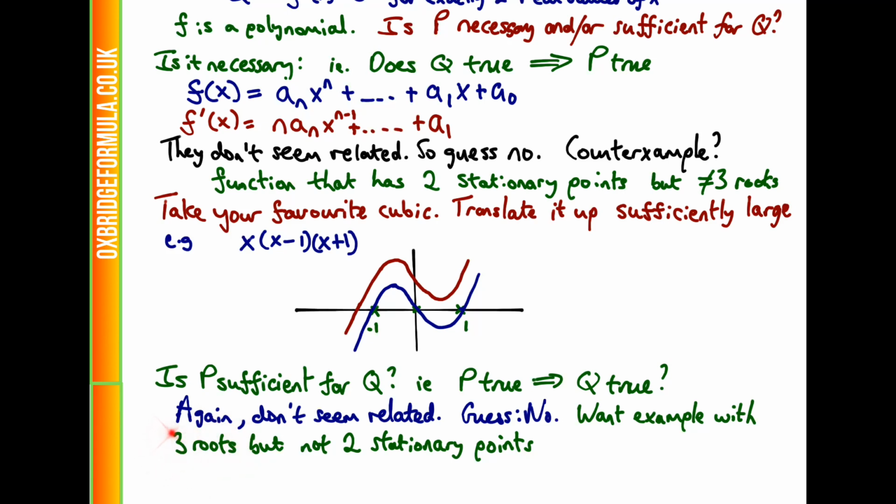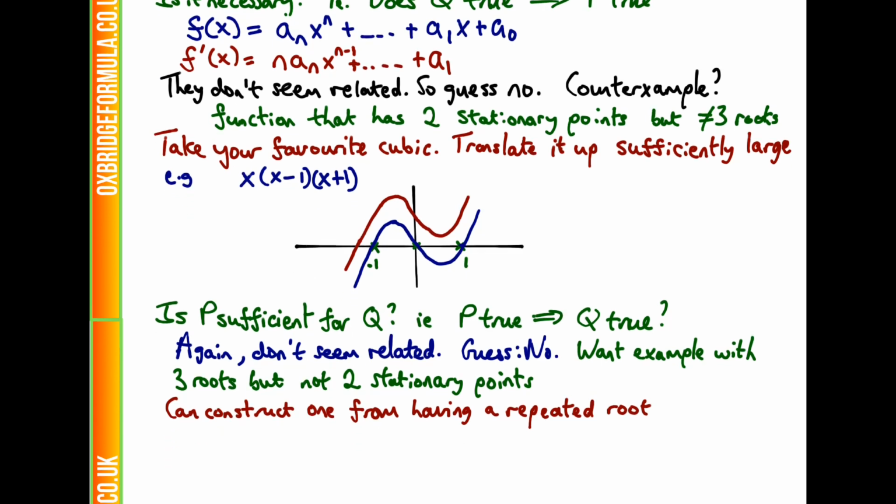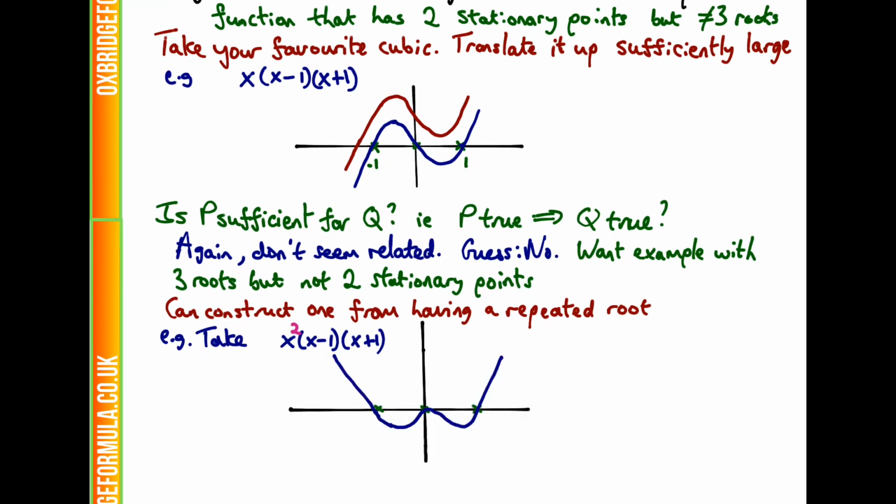So let's say we take our favourite cubic, and then we can affect the number of stationary points by adding in a repeated root to our equation, as that doesn't affect the number of roots, but it does add in an extra turning point. So let's take x times x minus 1 times x plus 1, which looks like this curve here. This has 3 roots, but 2 stationary points. And then if I make this an x squared, we've now added in an extra stationary point at x equals 0. So this graph is going to look something like this. It's still got 3 roots, but now it has 3 turning points here, here, and here. So this is a counterexample to our statement.